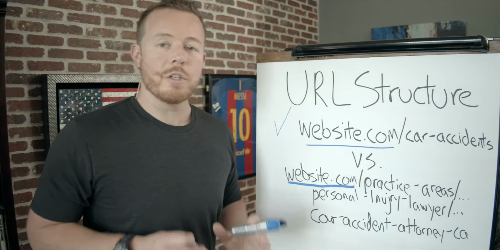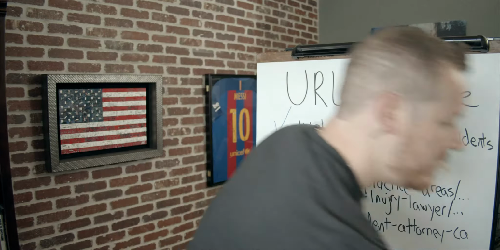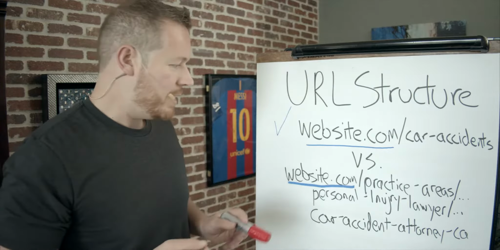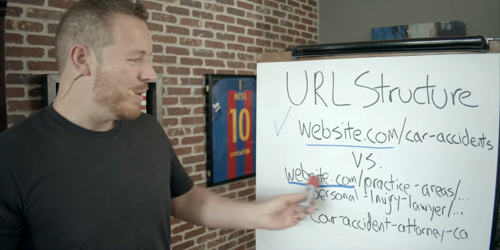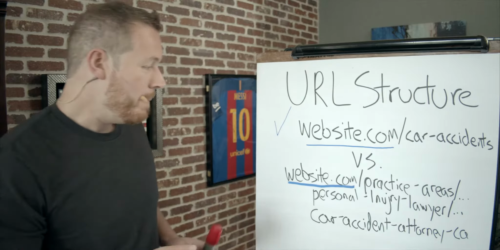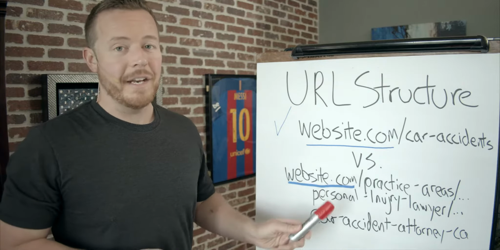So if you go to your website and you see that you've got all of these extra URLs, all this extra stuff, basically, if I can't get your entire URL on one line, then it's a problem. I know I've got pretty crappy handwriting, I apologize for that.